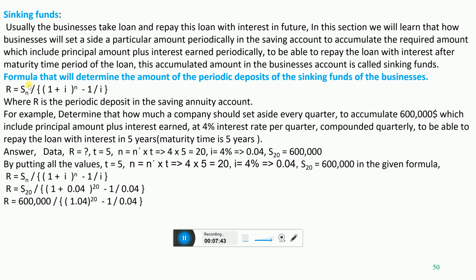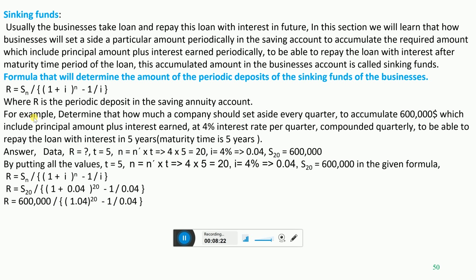I am again repeating, the sinking fund formula tells us how much a company or investor should deposit every period to be able to accumulate the required amount in the account in future, which includes the principal amount plus interest earned as well. So this is the formulation. R is equal to Sn divided by ((1 plus i) raised to the power n minus 1) divided by i, where R is the periodic deposit into the savings annuity account.